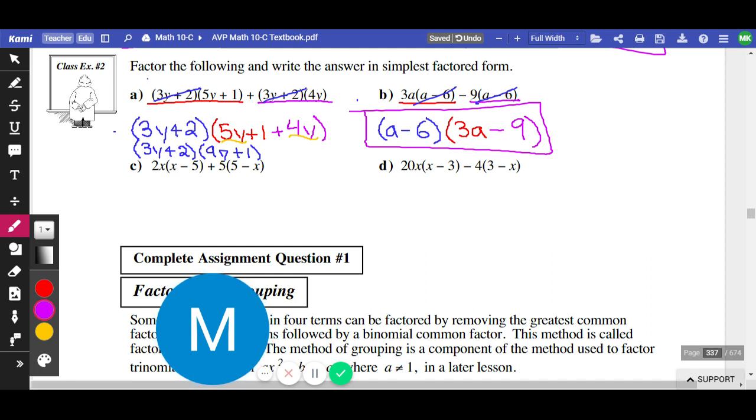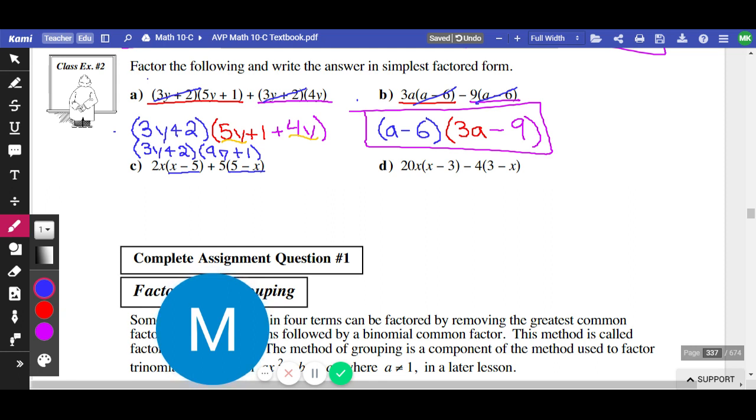Awesome. C and D. So there's a problem with C and D. The problem with C and D is that the binomial that they have that is the same, it's not the same. If you look, it almost looks like they both have x minus 5, but they're reversed, right? This one's x minus 5, this one's 5 minus x. Those aren't the same binomial, so I can't remove that, right? It's not a common factor. It's really, really close, though. It's almost suspiciously close, almost like you could do something to make them the same.